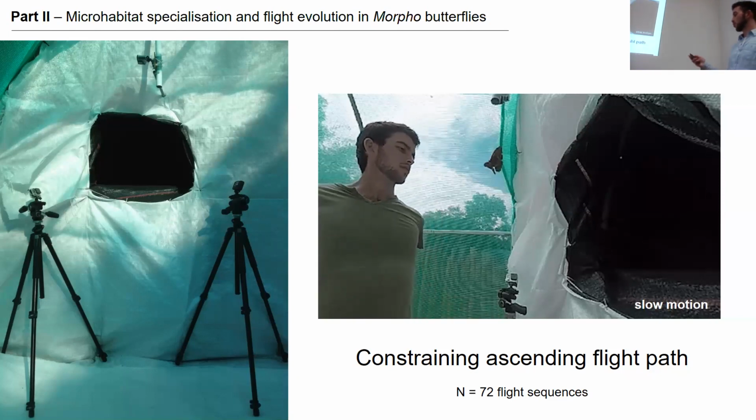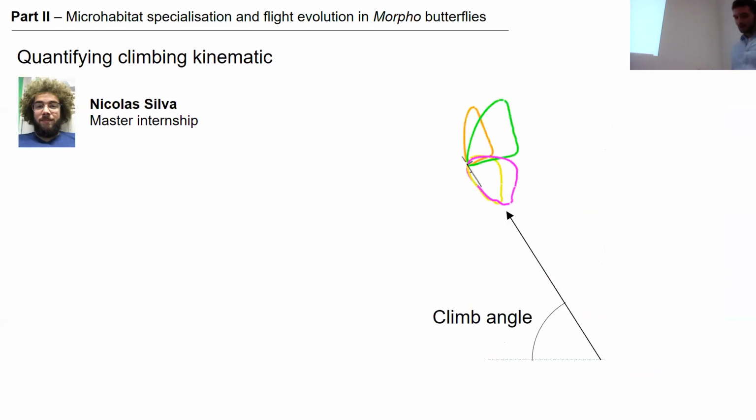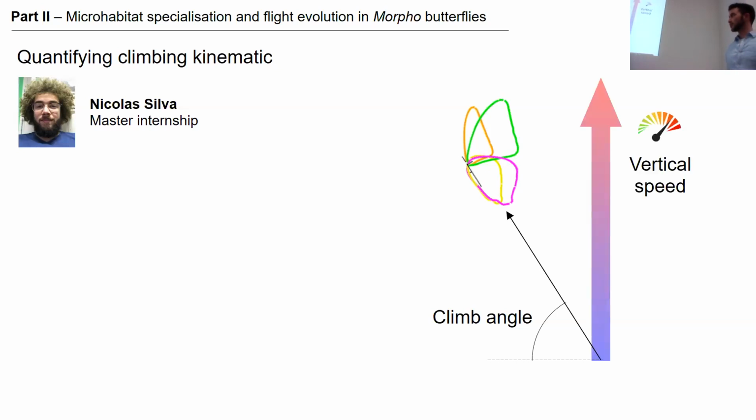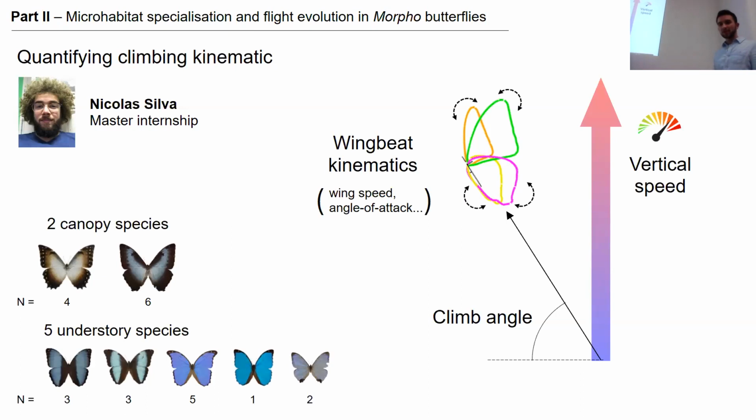From these videos, we quantified the climbing flight kinematics, including the movement of the wings. This was the work of Nicolas Silva in his master research that I supervised. And from the kinematic data, I first computed the climb angle. I also extracted the vertical component of speed, and we measured in detail the wing beat kinematics. But this was done in 2 canopy species and 5 understory species. Only the wing beat kinematics was measured on a subsample, the 2 canopy species and 2 of the understory species.